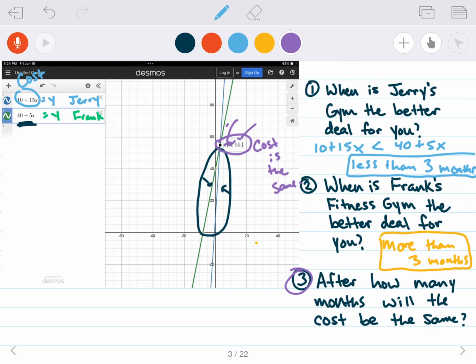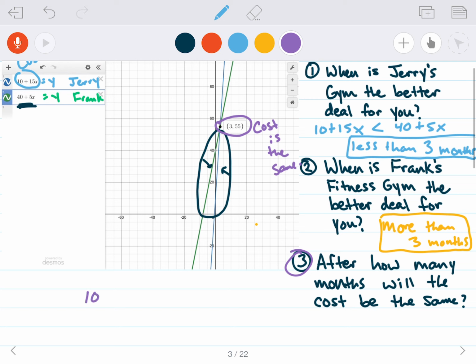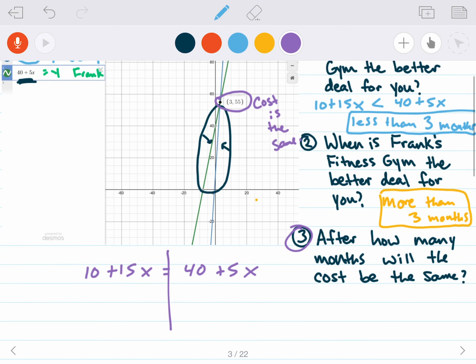We can prove this to ourselves algebraically by setting the cost of Jerry's gym, 10 plus 15x, equal to the cost of Frank's gym, 40 plus 5x, and solving. So let's go ahead and do this. I'm going to subtract 5x from both sides. And on the left, I get 10 plus 10x. On the right, I'm just left with 40.